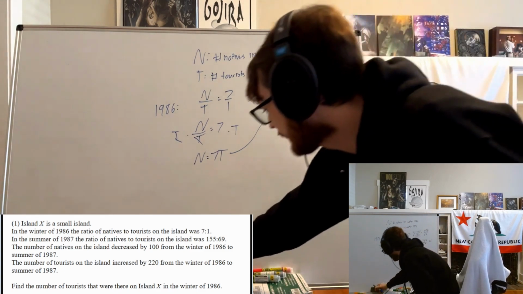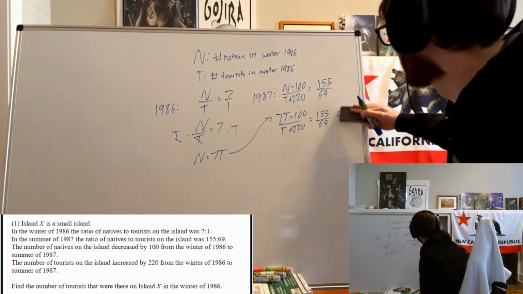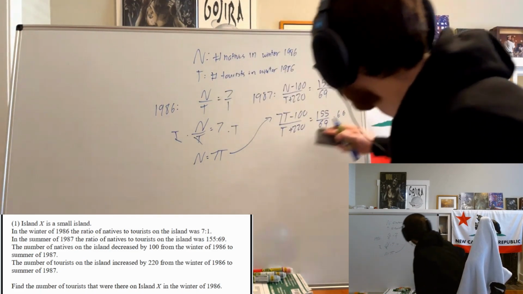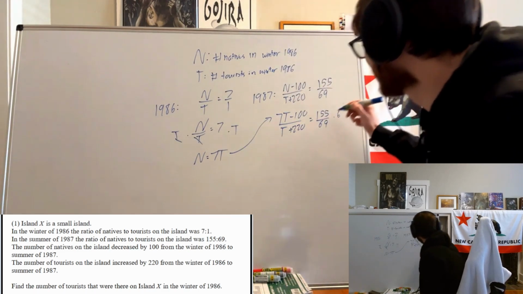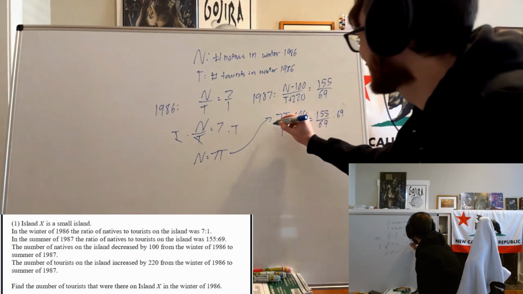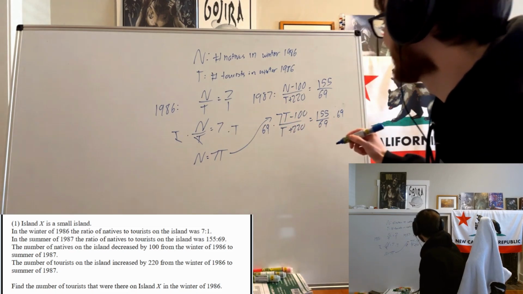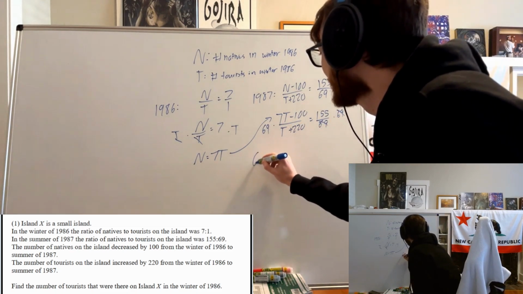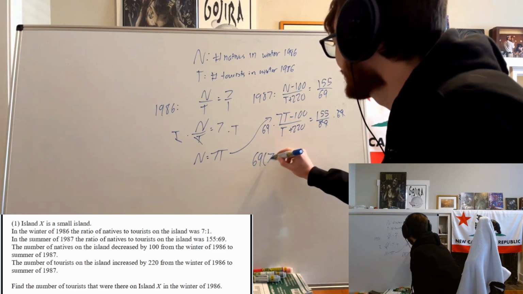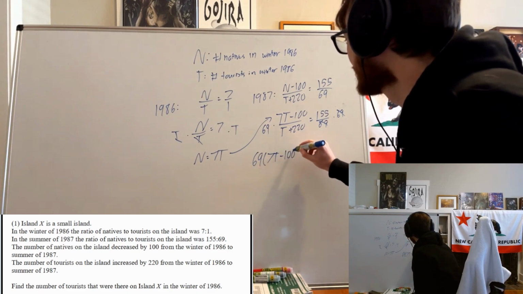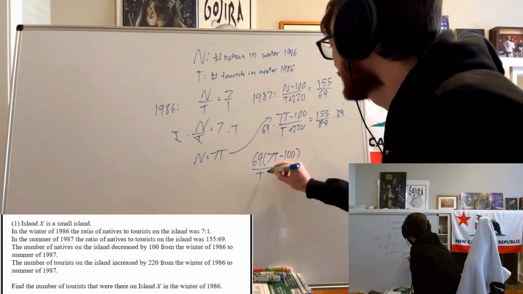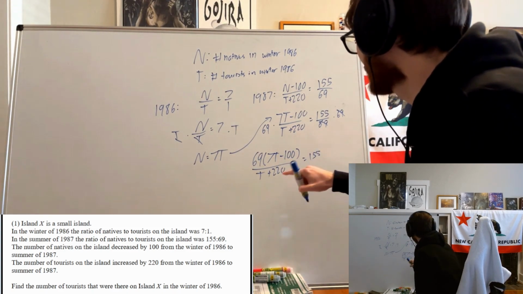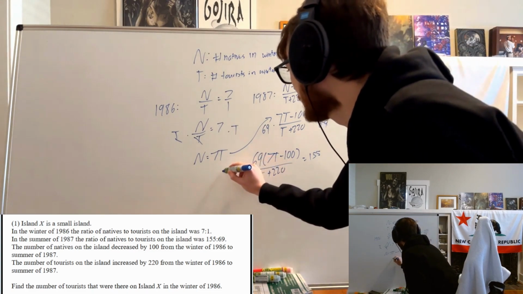Oh, that's not 69, that's 66, isn't it? I just wrote another 6. Okay, so the 69s will cancel. We get 69 times 7T minus 100 over T plus 220 is equal to 155. Now let's do the same thing with T plus 220. We'll multiply each side by that.